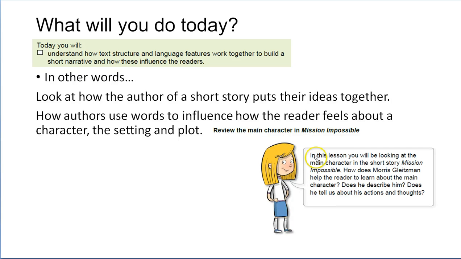So in this lesson you'll be looking at the main character in the story Mission Impossible, which of course is Jake, and how does Morris Gleitzman help the reader to learn about the main character? Does he describe him in a particular way? Does he tell us about his actions and his thoughts? Okay, let's find out.